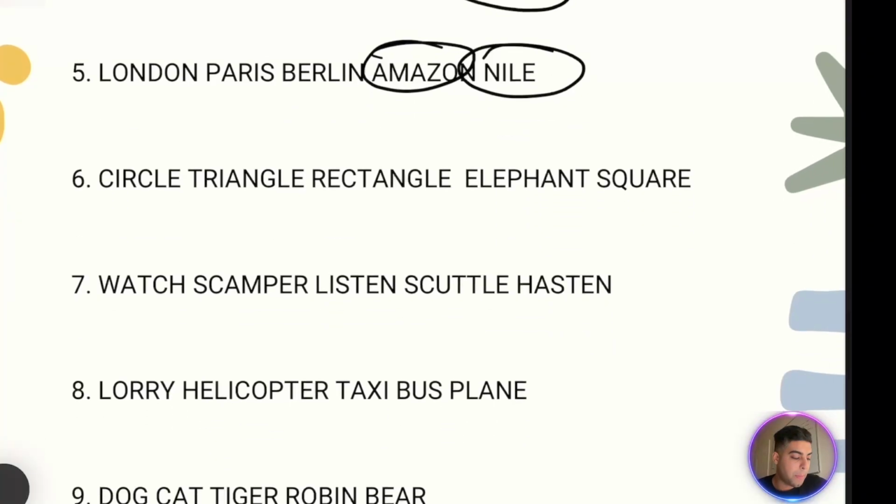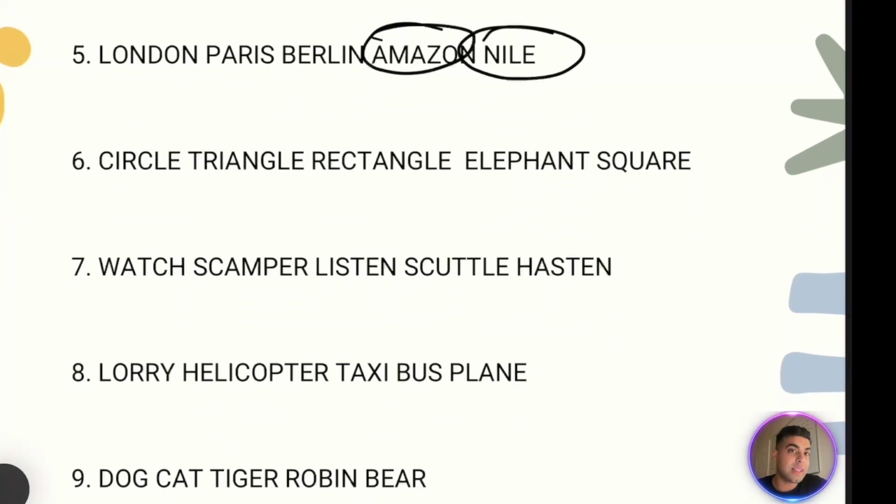Question 6. Circle, triangle, rectangle, elephant and square. This one's an easy one, isn't it? Elephant and circle it is. Now some must be thinking that, well, they're all shapes and we need 2 odd ones out, so how does circle fall into this? Well, triangle, rectangle and square are geometric shapes, while elephant is an animal, but a circle is a curved figure and it's not a polygon. So for that reason, it's an odd one out.